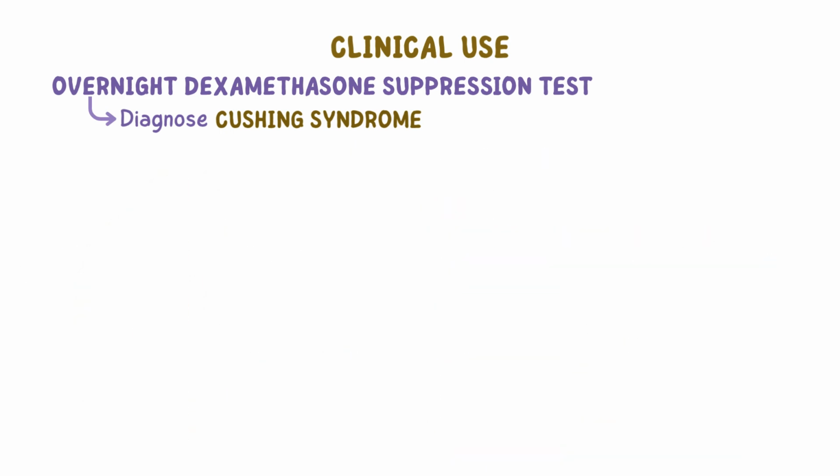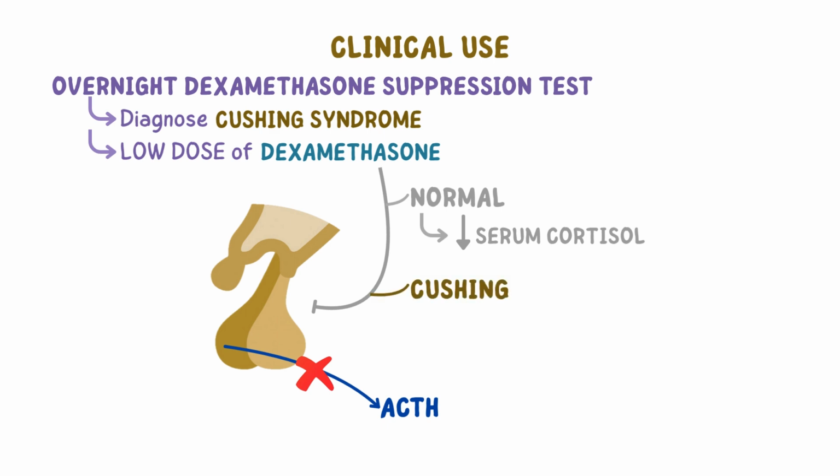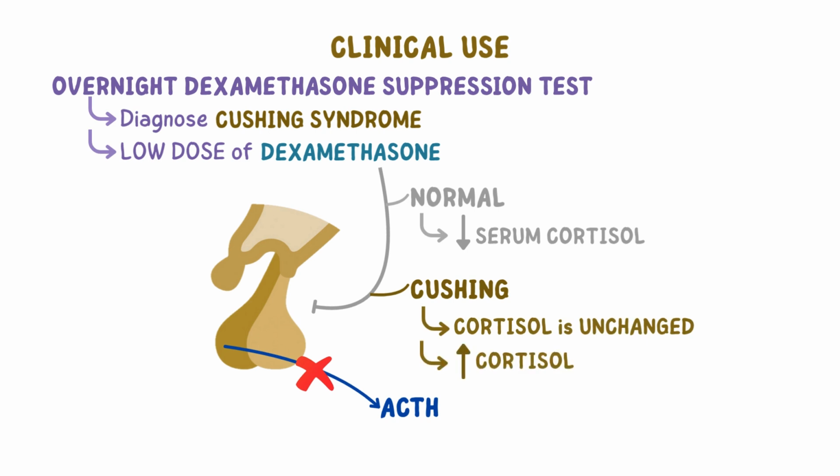Now, when a person is suspected to have Cushing syndrome, they are given a low dose of dexamethasone, which suppresses ACTH production in the pituitary gland. Normally, that should cause a decrease in serum cortisol levels, but if Cushing syndrome is caused by endogenous cortisol production, then the cortisol level should remain unchanged. High cortisol levels determine the test as positive, and it proves the presence of Cushing syndrome.